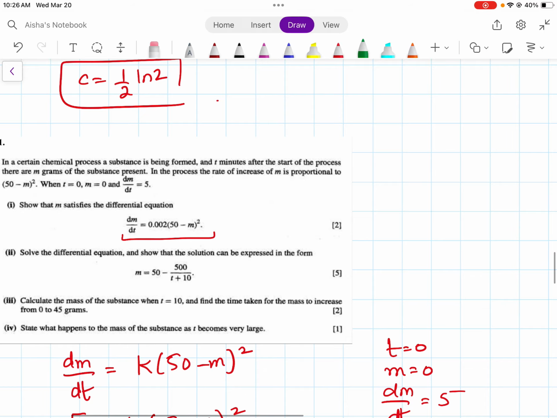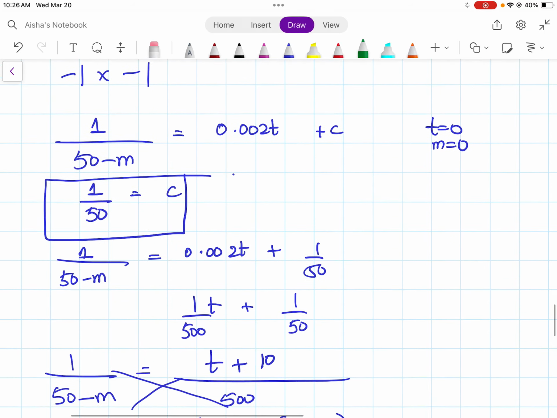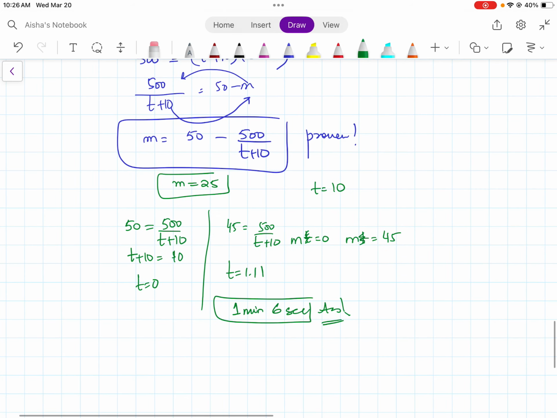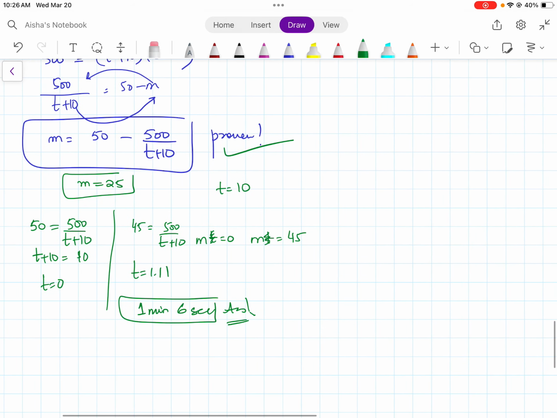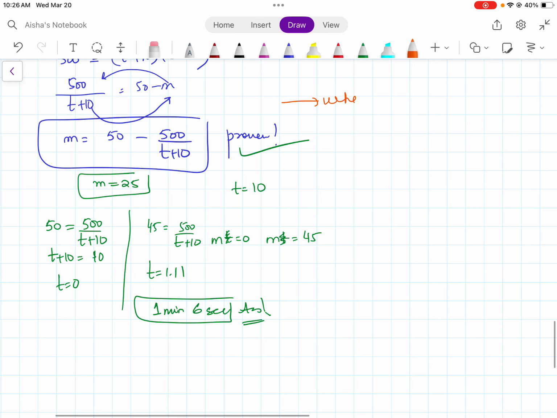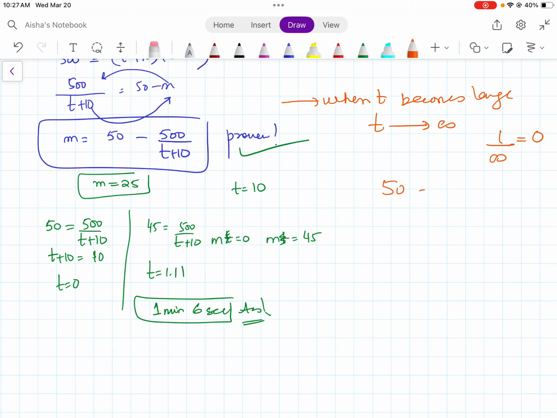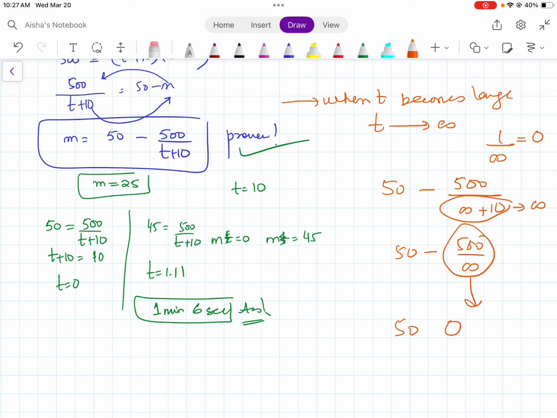Next part says, state what happens to the mass of the substance as t becomes very large. My mass equation is this. When t becomes large, meaning t approaches infinity, when there's infinity in the denominator, it becomes 0. That is, when t is infinity plus 10, this entire thing is infinity, and 500 upon infinity will become 0. So 50 minus 0, the mass will approach 50.